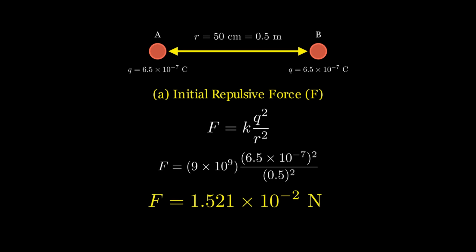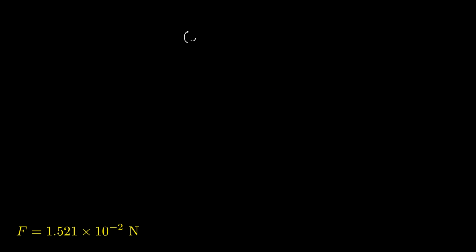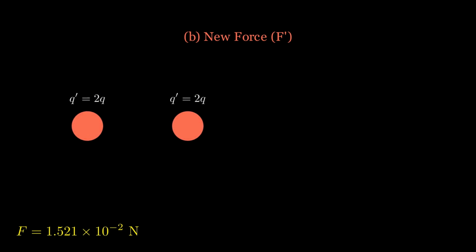Now for part B, the scenario changes. First, the charge on each sphere is doubled, so q prime is 2q. Second, the distance between them is halved, so r prime is r over 2, which is 25 centimeters. What is the new force, F prime? Instead of recalculating from scratch, let's use algebra to find the relationship.